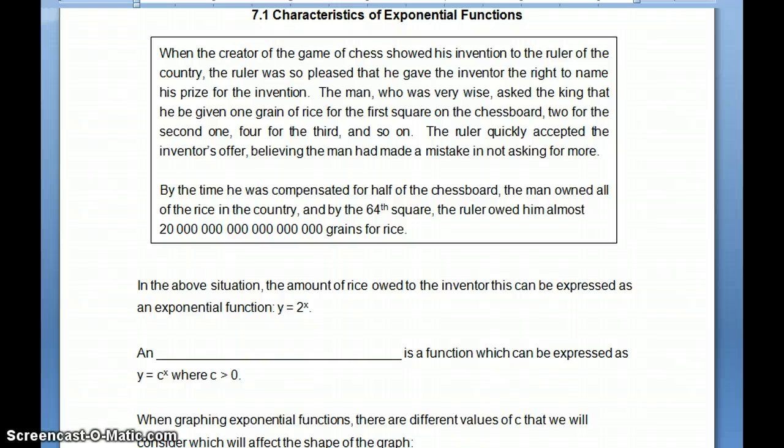characteristics of exponential functions, and I give you a quick little blurb there. It's kind of a neat little story, introducing our unit. So quickly pause the video, give it a quick read, and then we'll move on with our lesson.